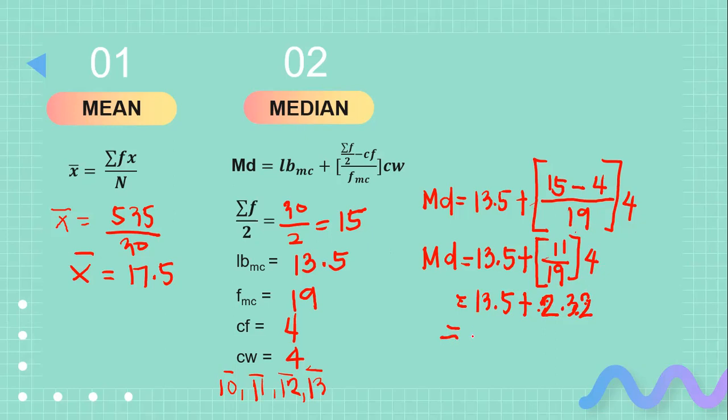is equal to atong i-add class. Pila man? So our MD or median is 15.82. Okay, now let's proceed to next slide.